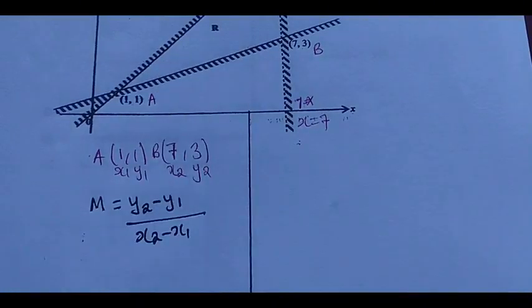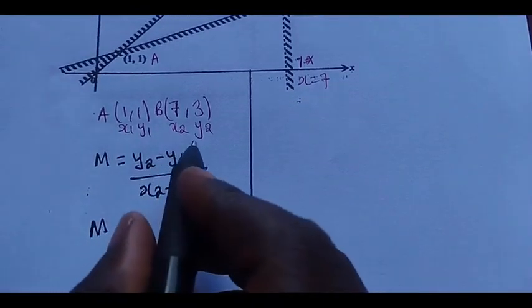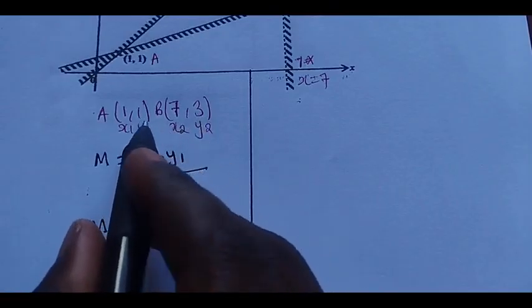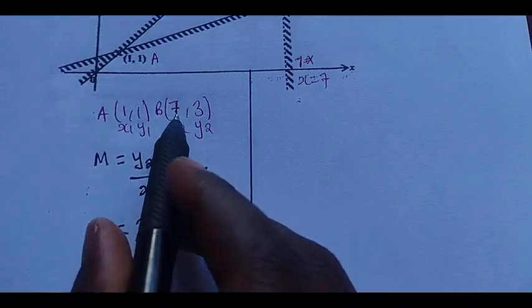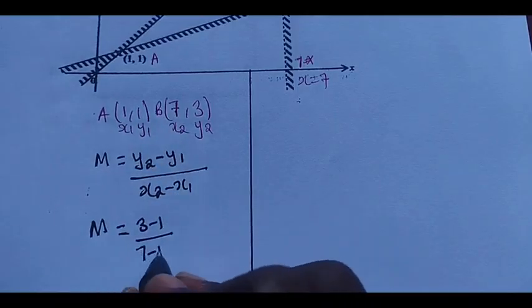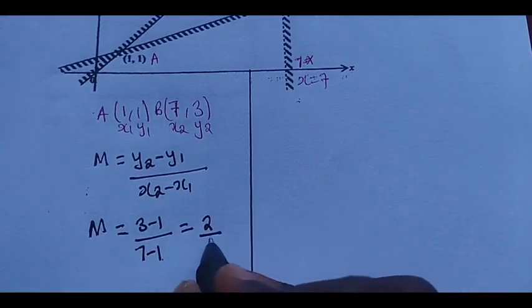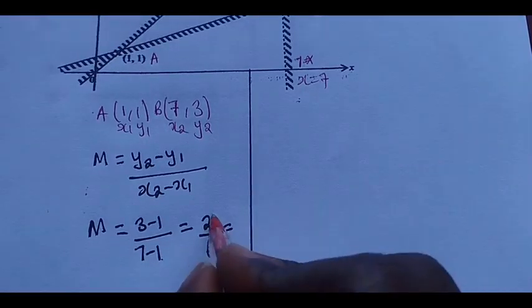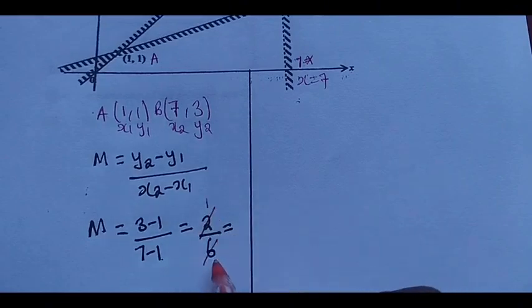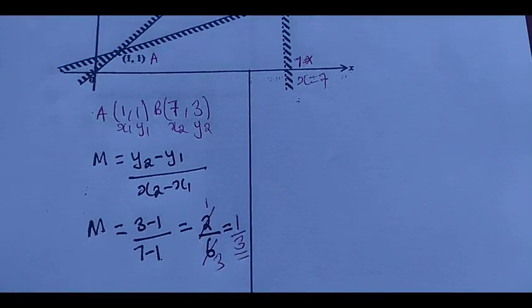From there, you say m is equal to, my y2 is 3, my y1 is 1. So it's 3 minus 1 over my x2 which is 7, my x1 is 1, so 7 minus 1. So 3 minus 1 is 2 over 7 minus 1 is 6. We can simplify this: 2 into itself it's 1, 2 into 6 it's 3. So the gradient will be 1/3. This is our gradient, 1 over 3.